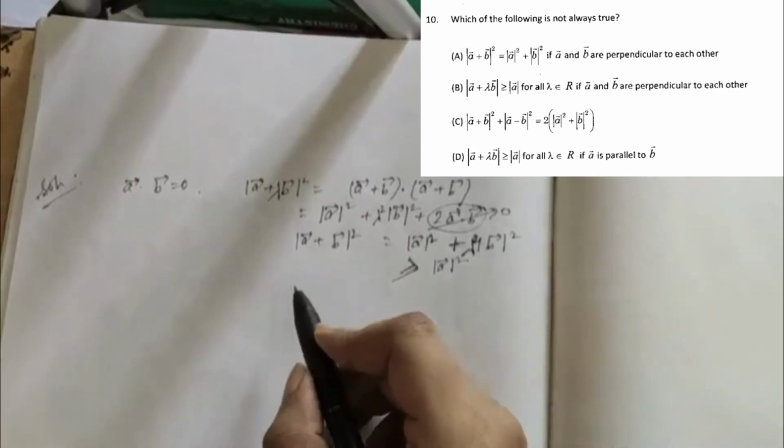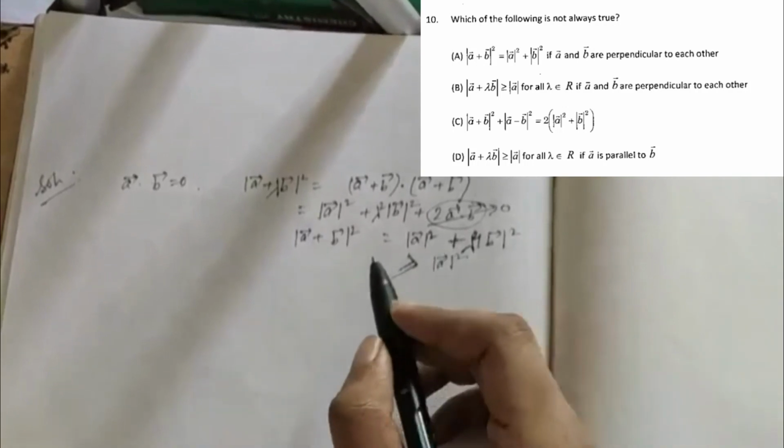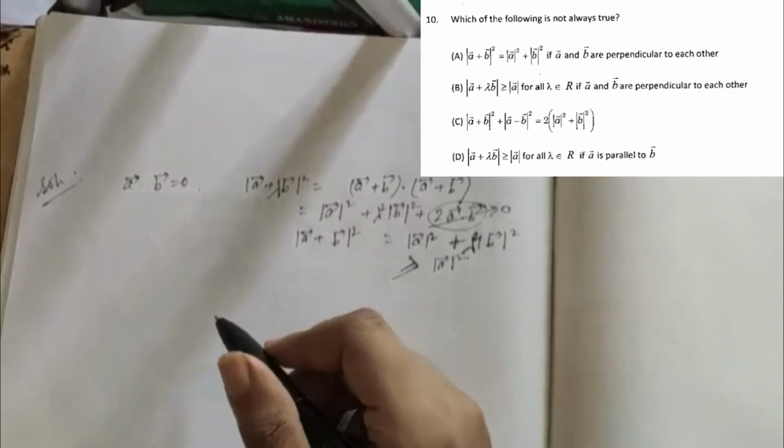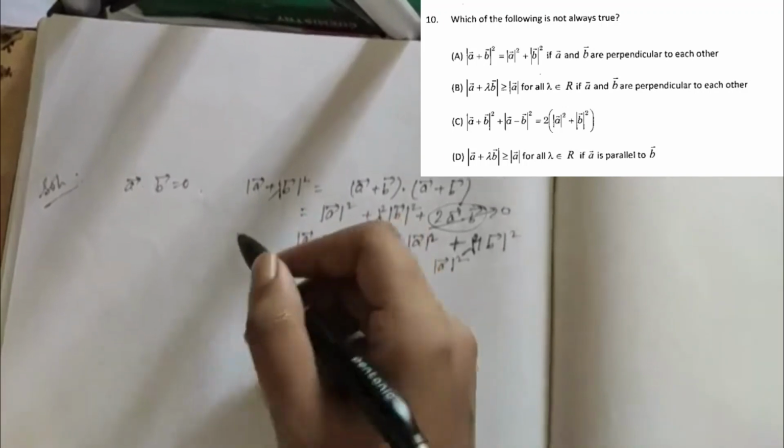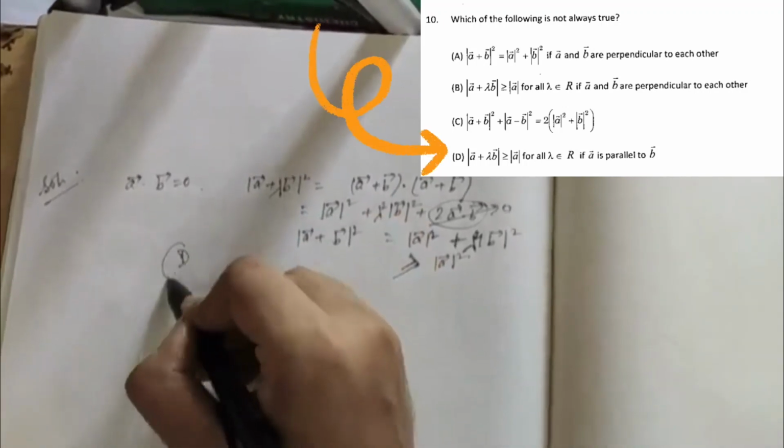So option B is also correct, and option C is correct. Everybody knows that it's a very general property, so you are left with only option D, which has to be false to make the question valid. So option D will be the answer. You can check it. Okay, let's move on to the next question.